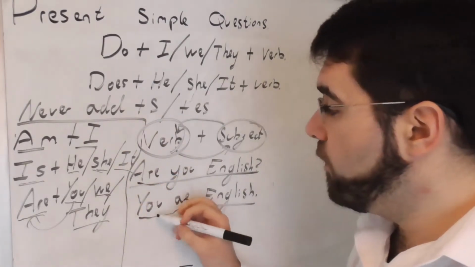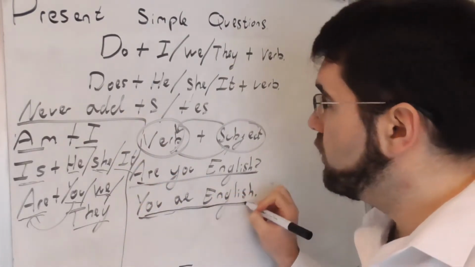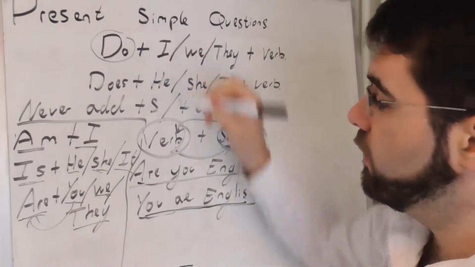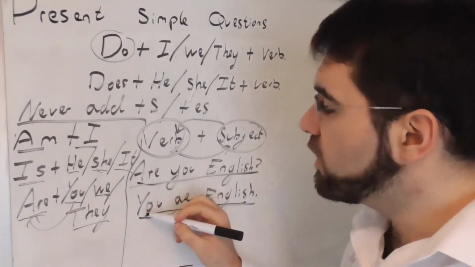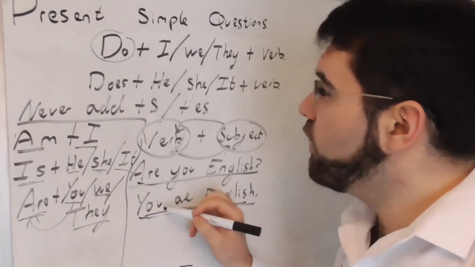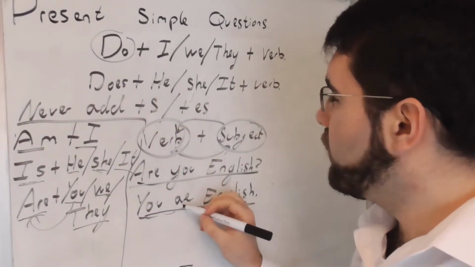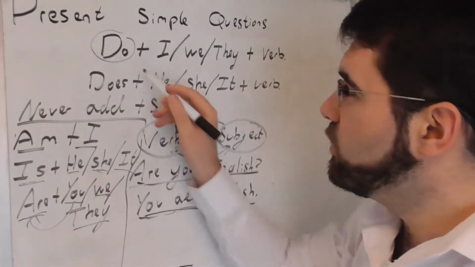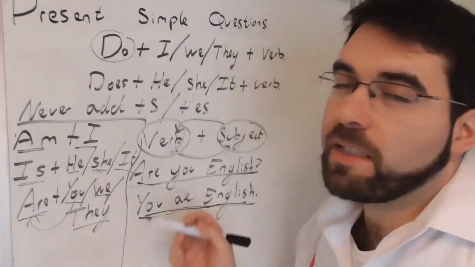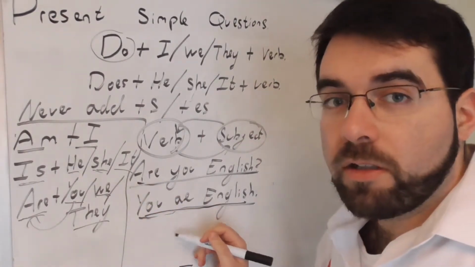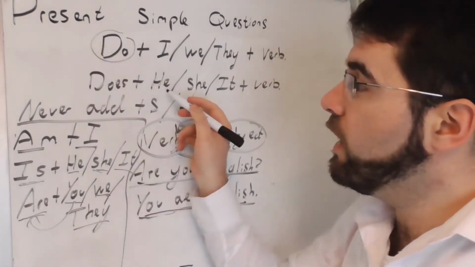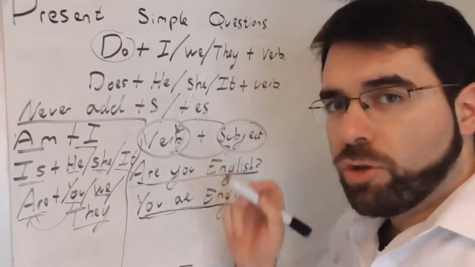So let's look. To simply go from the normal sentence, you are English, we'll just add a do. Well, in this case, does, are, you. Okay. Are you English? That's a different verb actually. Do you learn? So, you learn. Do you learn? He learns. Does he learn?